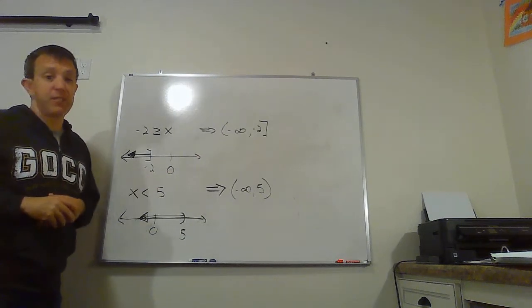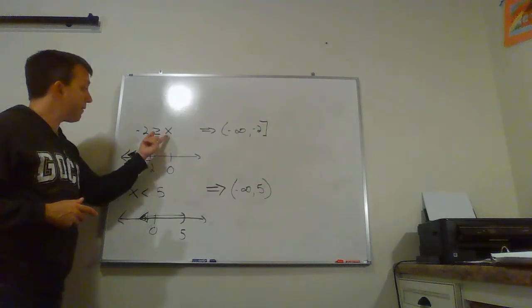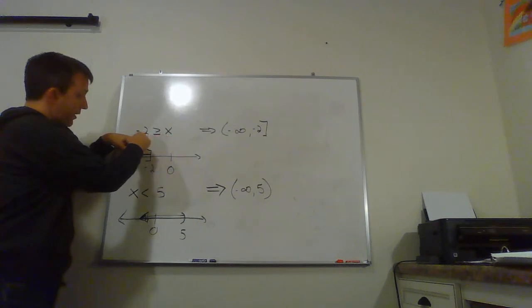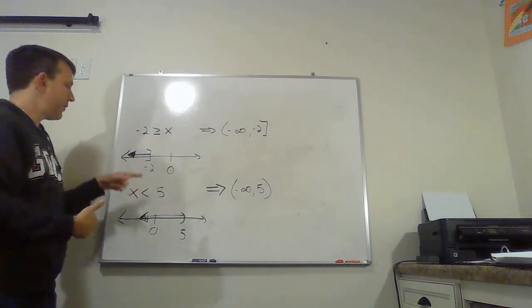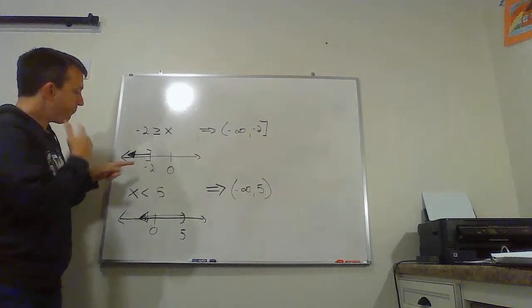Or you could pick something that you know doesn't work. Like for instance, if you picked 5. -2 is not greater than or equal to 5, so 5 doesn't work. It's got to go the other direction. So I made it going this way.